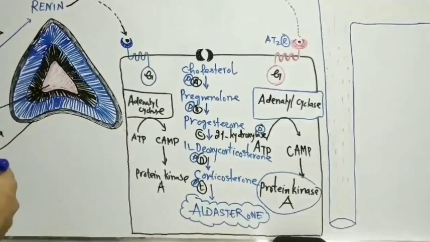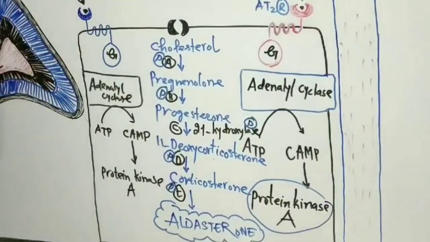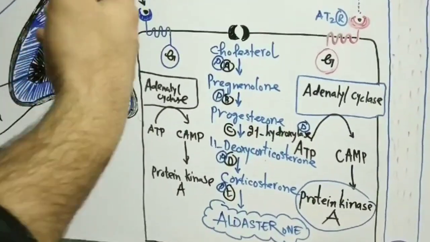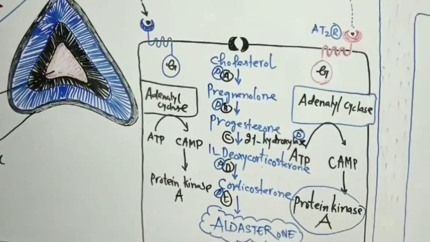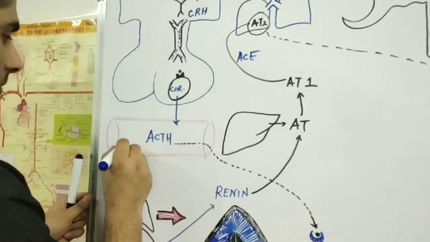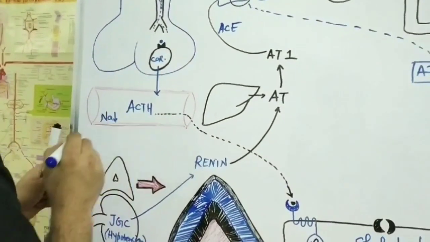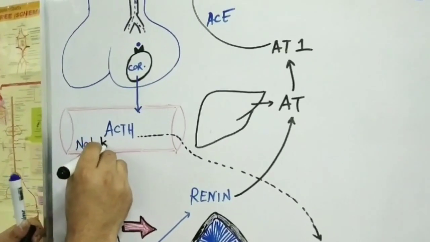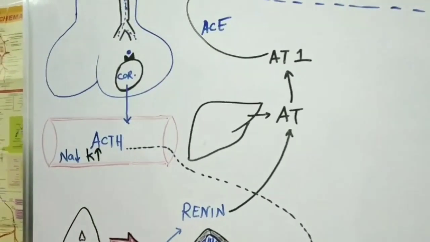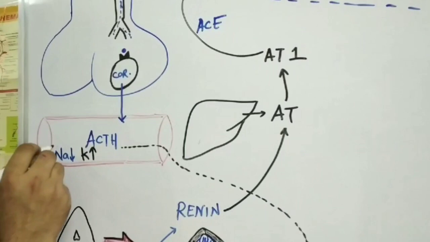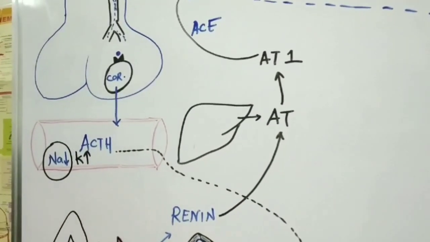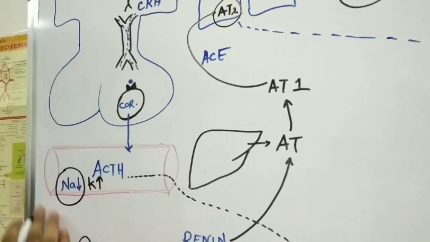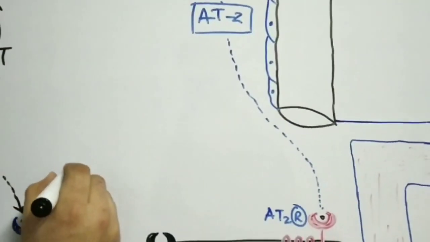Another point which you need to remember is, if in our body sodium levels become low and potassium levels increase, what will happen? This low concentration of sodium in the blood is known as, what do we call this, hyponatremia.